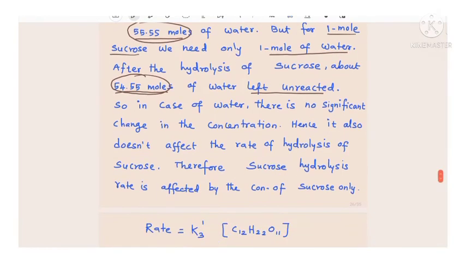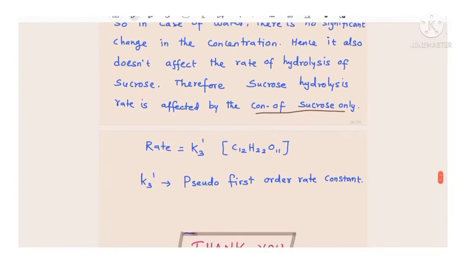So the only other substance left is sucrose, so the rate is affected only by the concentration of sucrose alone. The rate depends upon the concentration of only one substance, so it behaves as a first order reaction. We call it pseudo first order because there are 3 substances but the rate depends only on the concentration of one substance, so it looks like third order but behaves as first order. So, a pseudo first order reaction.